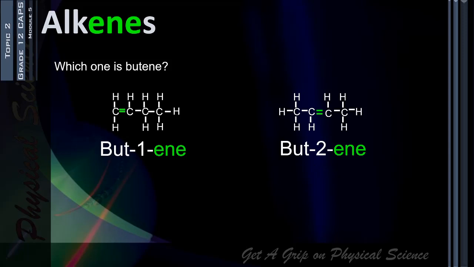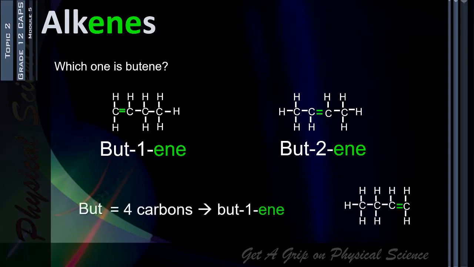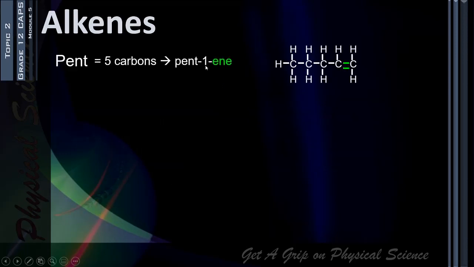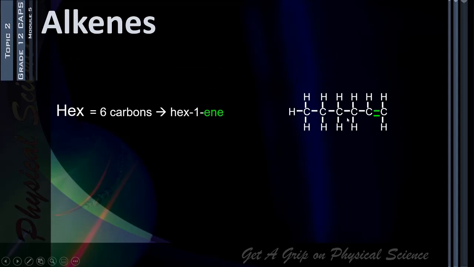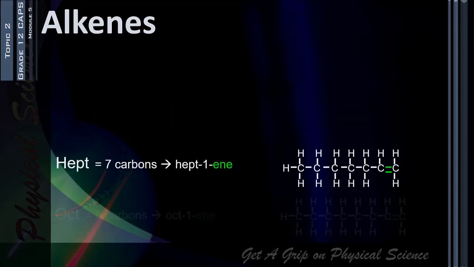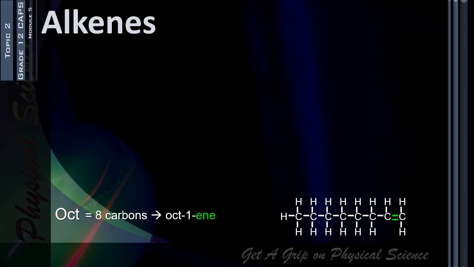So for the stem names of 4, 5, 6, 7, and 8 carbons, you will have to show the number of the carbon that has the double bond on it. So pent-1-ene has a double bond on the first carbon if you number from right to left. Hex-1-ene has a double bond on the first carbon when you number from right to left. And the same for hept-1-ene and oct-1-ene.